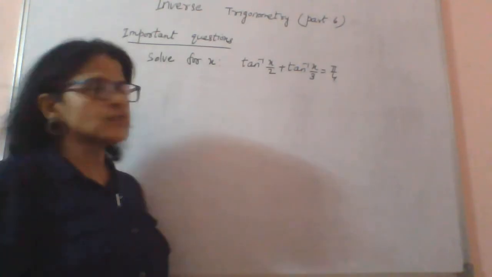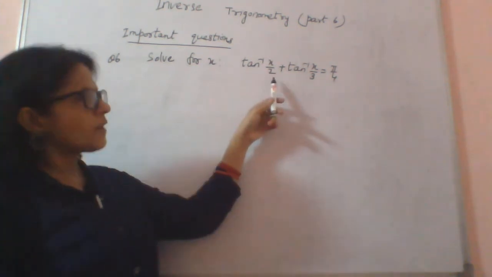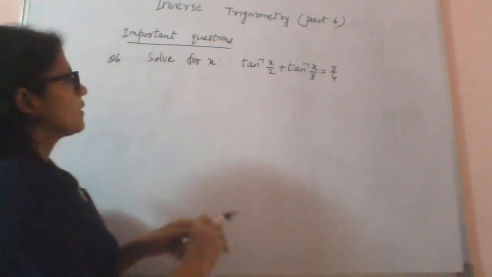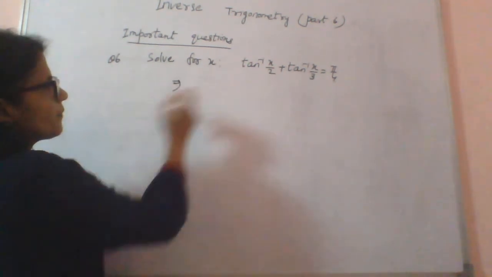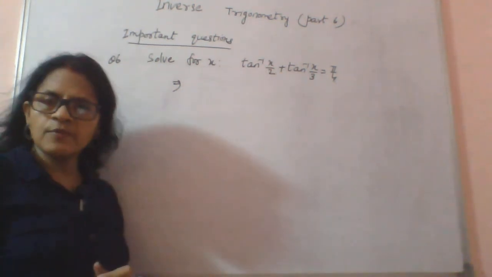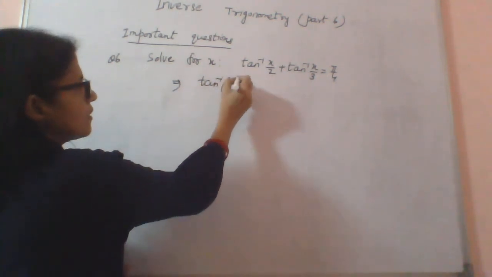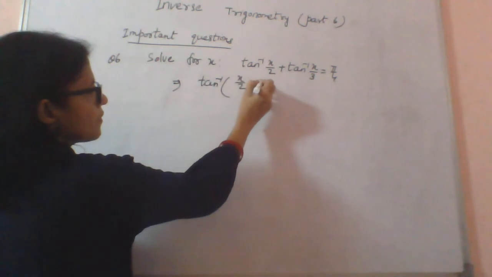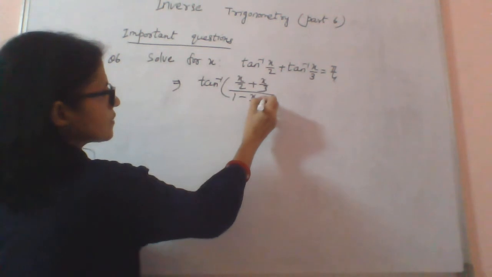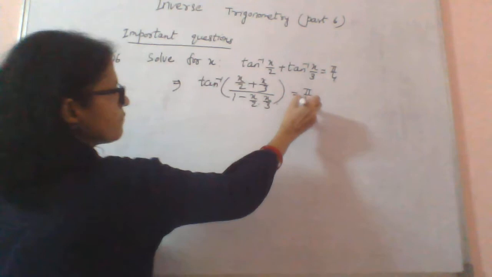So the last question of today's class is: solve for x. tan inverse x by 2 plus tan inverse x by 3 equals pi by 4. We have to get the value of x. Now, we have the formula tan inverse x plus tan inverse y, which is tan inverse of (x plus y) by (1 minus x into y). This is equal to pi by 4.